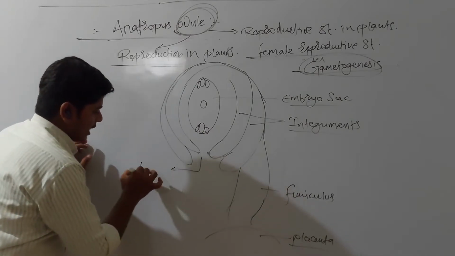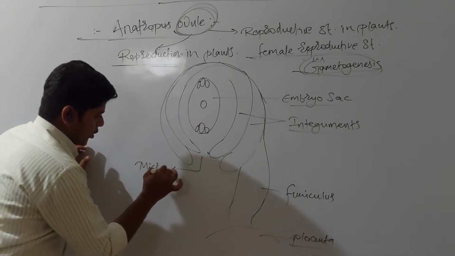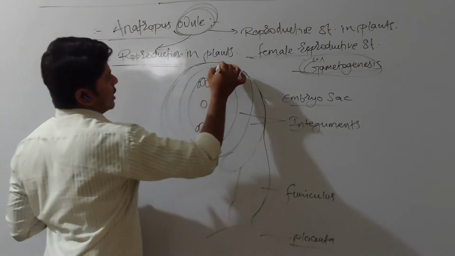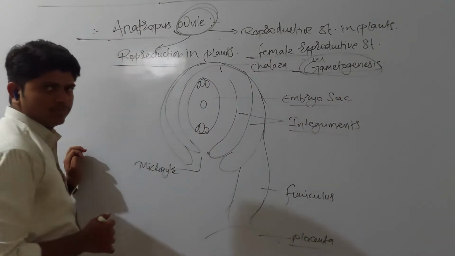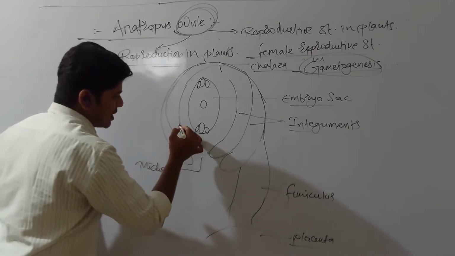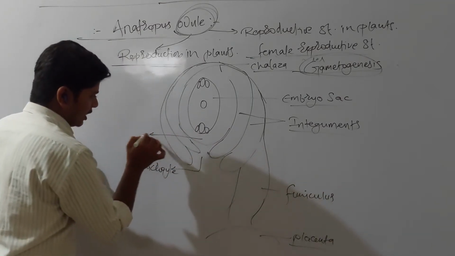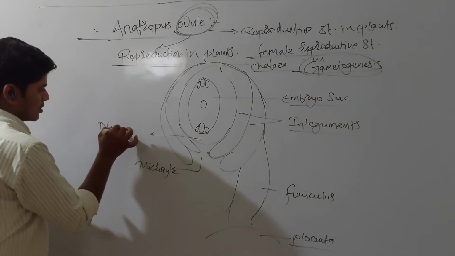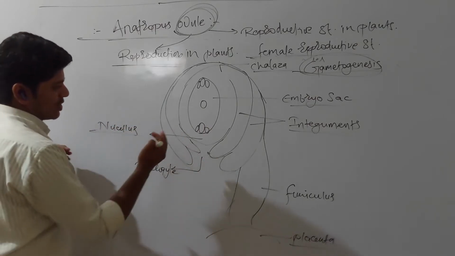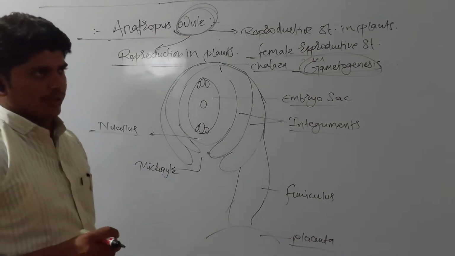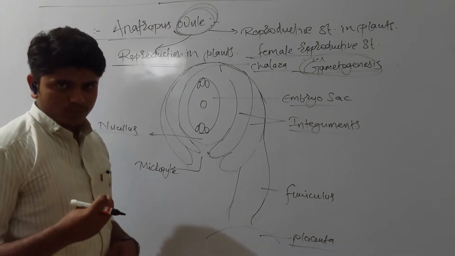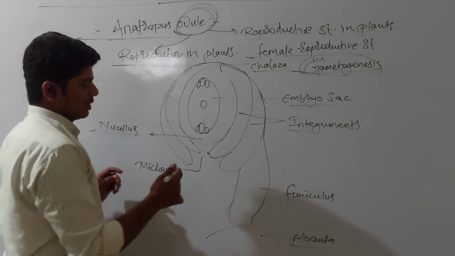This end we call the micropylar end, or basically the micropyle, and this end is the chalaza. There is also a structure over here, which we call the nucellus. This nucellus has its function in germination and fertilization.